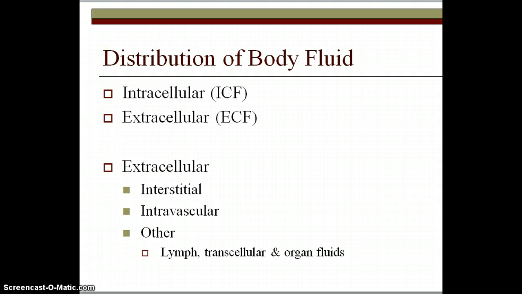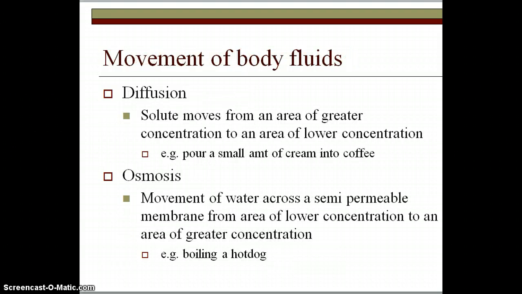Intracellular is about 40% of your body weight. Extracellular is about 20% of your body weight. So we can see this is a big part of the total body weight distribution. Interstitial is between the cells, and again, intravascular is your blood volume. How it moves is through diffusion and osmosis, talked about on page 884.